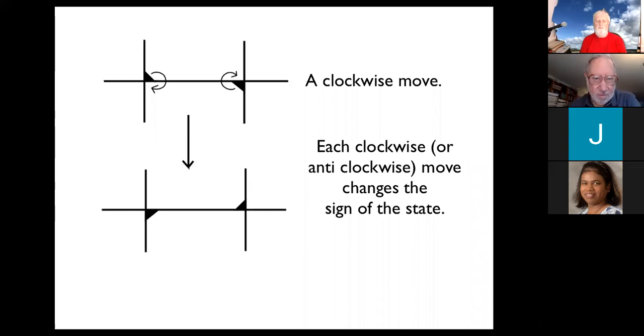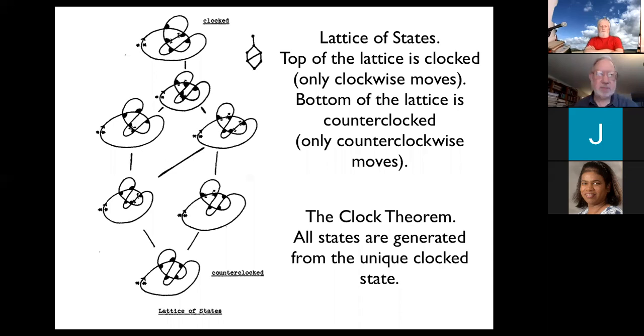One of the combinatorial properties of these states is that you can get from one to another by a move of interchanging markers. Here I'm rotating the markers in a clockwise way, two adjacent markers like that, and I get a new state. And of course I can rotate counterclockwise if I want to and go backwards. The theorem is that the states form a lattice in which one state is uniquely clocked, only clockwise moves available on it, and the bottom of the lattice is uniquely anti-clocked, only counterclockwise moves available, and all the states in between, and all the states are obtained by doing clockwise moves from the clocked state.